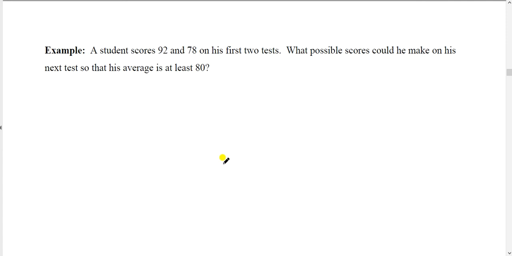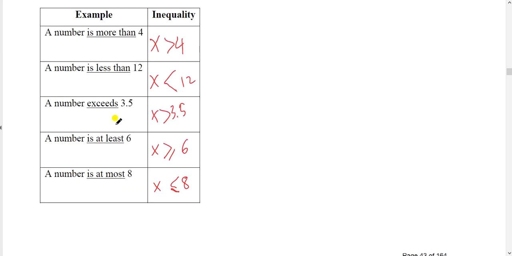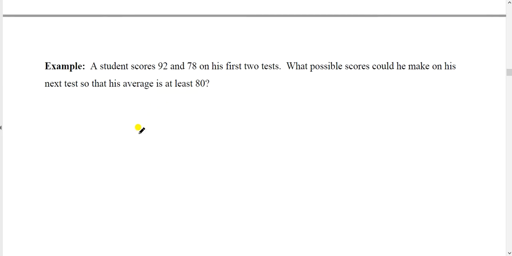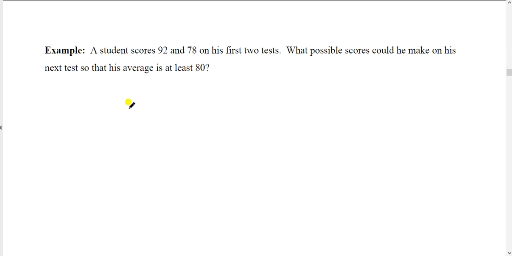With that example for translating the phrases, now we can try the word problems. The first word problem here: a student scores 92 and 78 on his first 2 tests. What possible scores could he make on his next test so that his average is at least 80 points? So we are looking for the possible score, and we don't know that, so I let that be x, and we want the average to be at least, bigger than or equal to 80.